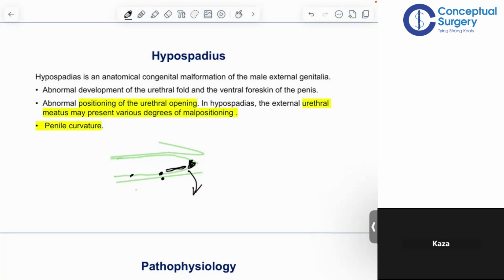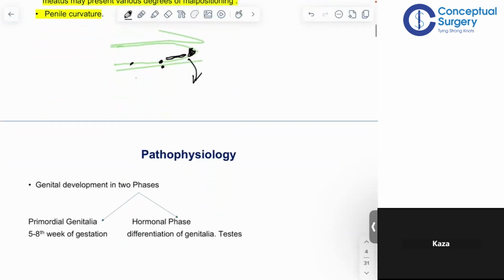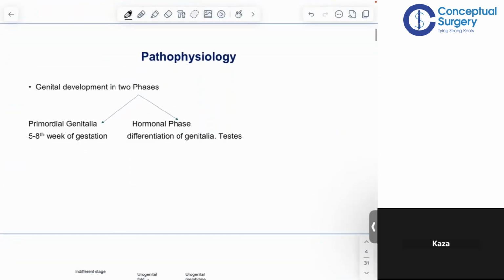In fact, why is it called hypospadias? Hypo means under, and spadias refers to the urethral orifice. So this is under the penile shaft, and therefore it's called hypospadias. Let's look at why it develops. Normally the development in this area takes place in two phases. There is one phase which is the primordial time, that is the 5th to 8th week of gestation. And subsequently, there is a hormonal phase. That is, at that time the genitalia are differentiating and the testes produce androgens, and those androgens affect the development of the penile urethra at that stage.